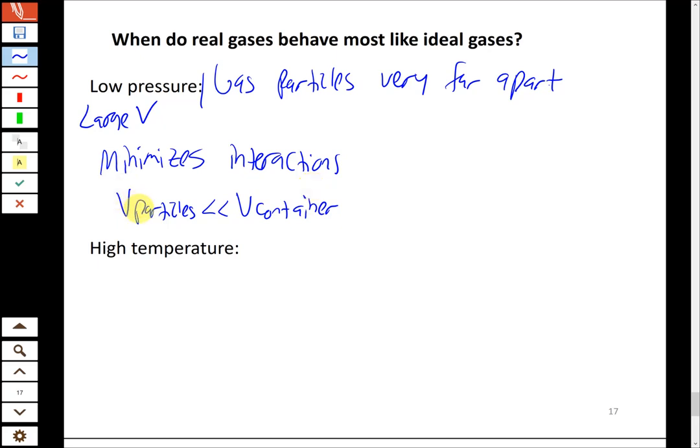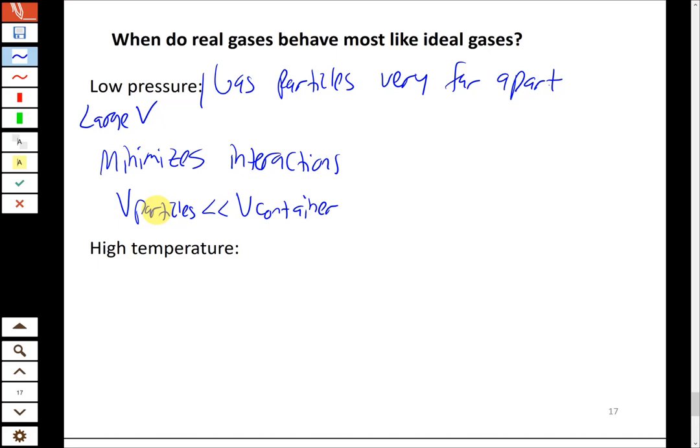And so in a situation where you have a large volume or a small pressure and the gas molecules are really far apart, the volume that they're occupying is much bigger than the volume of the particles, and we can then approximate the volume of the particles as being close to 0, like the ideal gas law sort of assumes. All right, so that's a situation when they behave ideally.